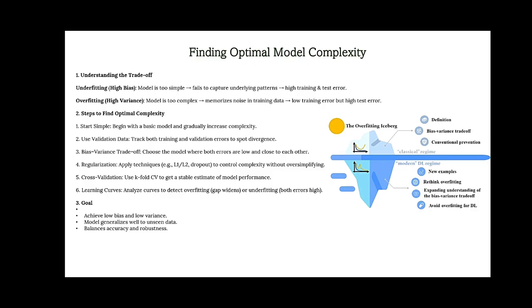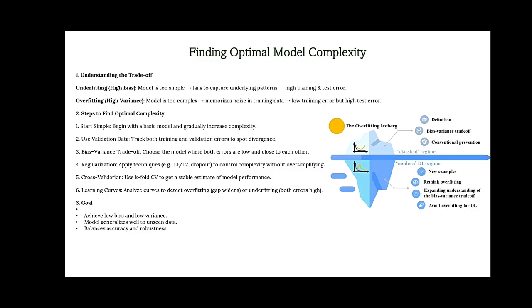Then apply regularization to control complexity. Then use cross validation for a stable performance estimate, and then analyze learning curves to detect if the error gap is widening, which means overfitting, or if both errors are high, which means underfitting. Our goal is to achieve low bias and low variance, creating a model that generalizes well.